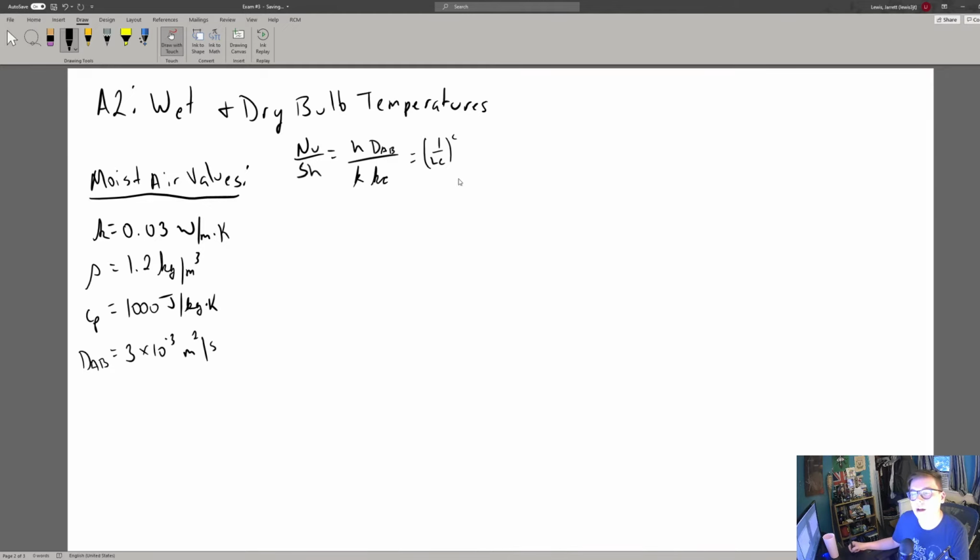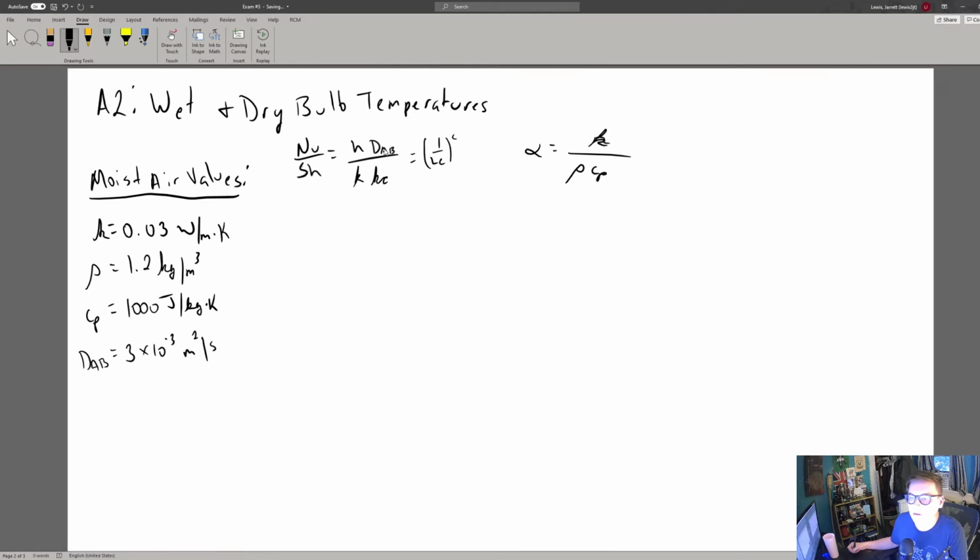Okay, so I just rewrote the Lewis relationship that we found in the last part, and these are just some of the values that we have for moist air. So the first thing I need to do is write down the equation for the thermal diffusivity, which is equal to the conductivity divided by the density times the heat capacity.